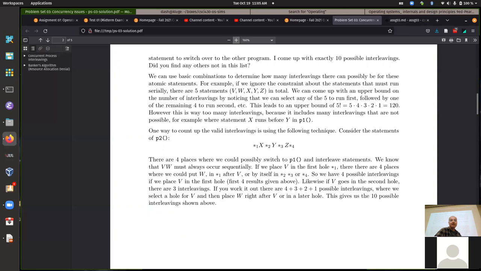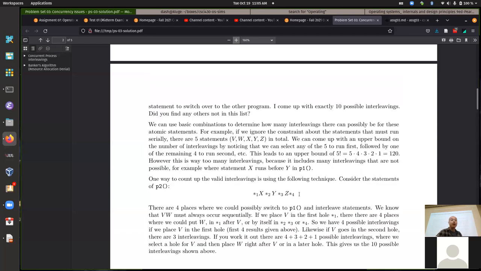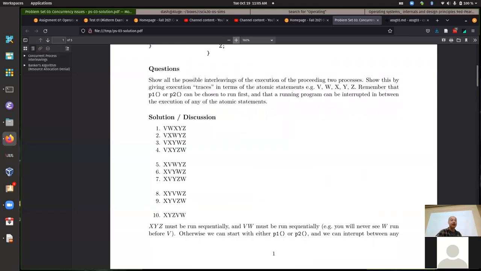And then there are three if V instead starts in hole two, since W always has to come after V, so W would be in two, three, or four. So there are four if V goes first in hole one, three ways if V goes into hole two, two ways if V goes into hole three, and one way if VW goes last, which would just be X, Y, Z, VW. So it's actually 10 possible interleavings. That's just one systematic way to make certain that you get all of them.